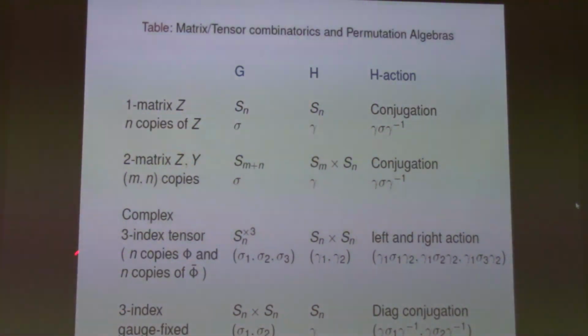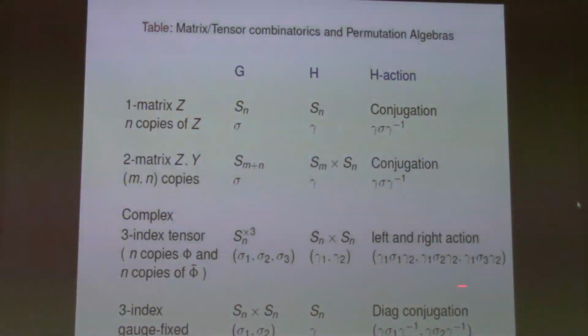So what I'm going to talk about today is 3-index tensors. And not too surprisingly, the group G that appears is S_n times S_n times S_n. And there is a kind of gauge symmetry of S_n cross S_n, where this S_n is diagonally embedded here, and this is diagonally embedded here. And what is the action of this? This S_n acts on the left. Gamma 1 acts on the first, second, third: gamma 1, gamma 1, gamma 1. And gamma 2 acts on the third.